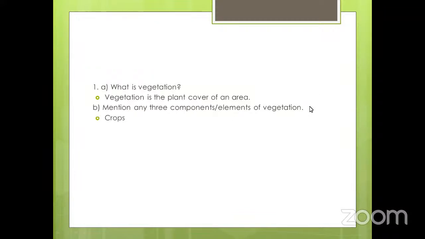So one of the components is crops. Number two, we have trees, or you can say forests. Then the other one, we have grass as a component. Then we have flowers. So those are some of the components of vegetation that we have. These are the ones that make up vegetation. So we can move on to the second question. Who can read for us the second question?